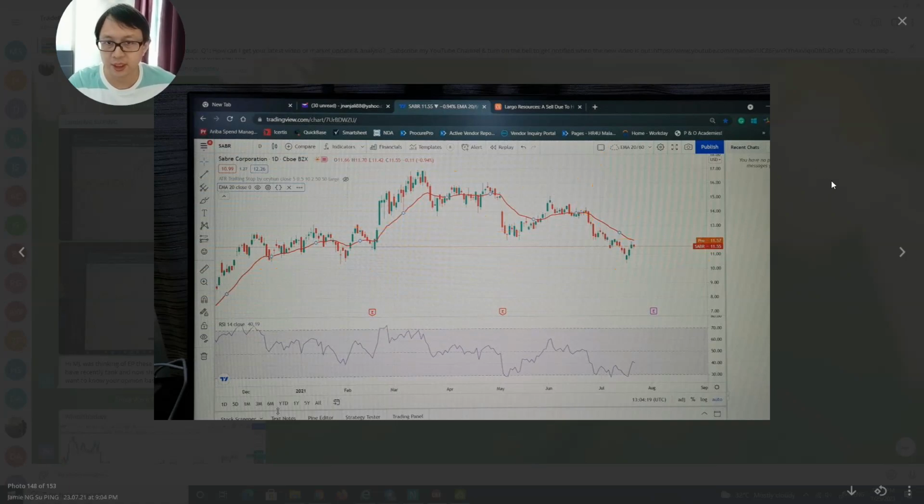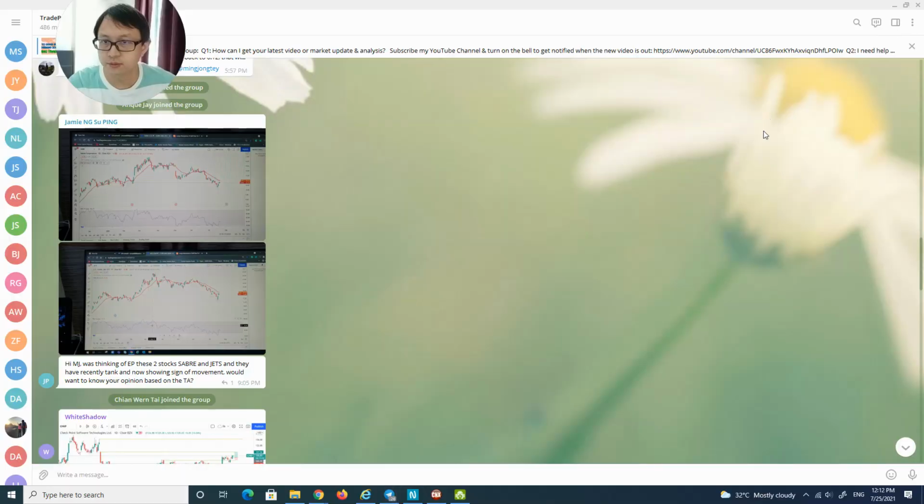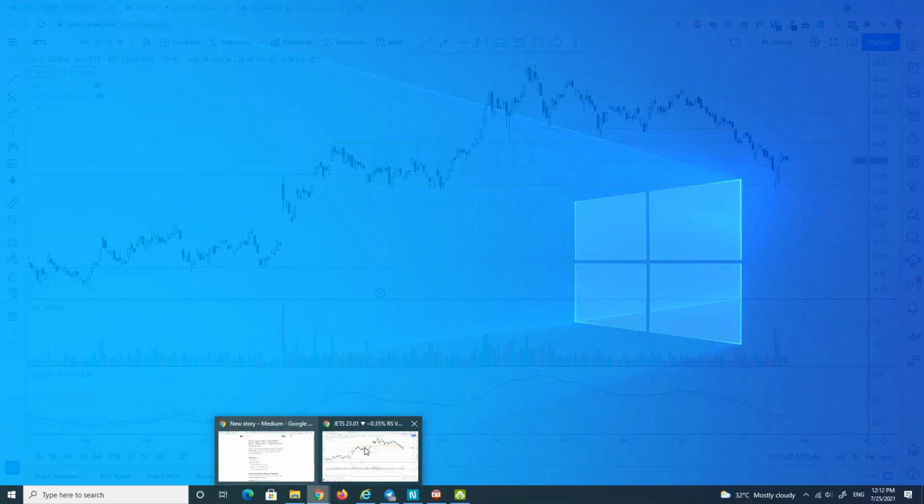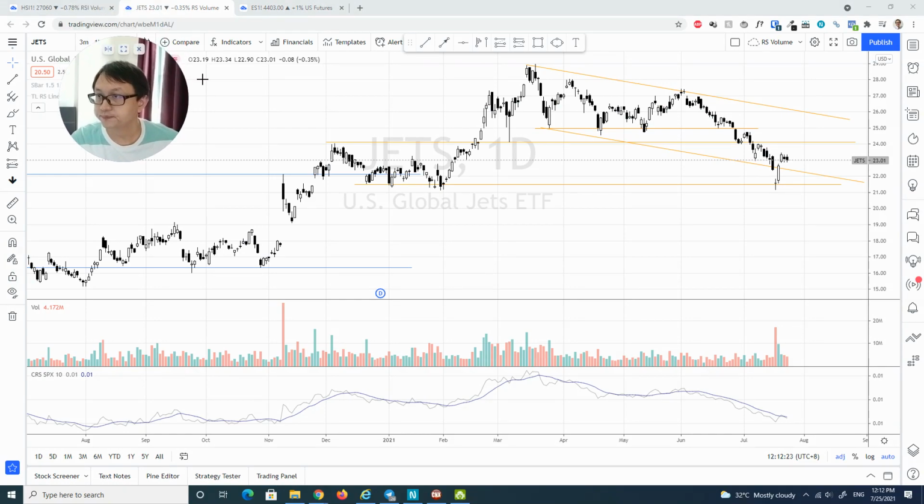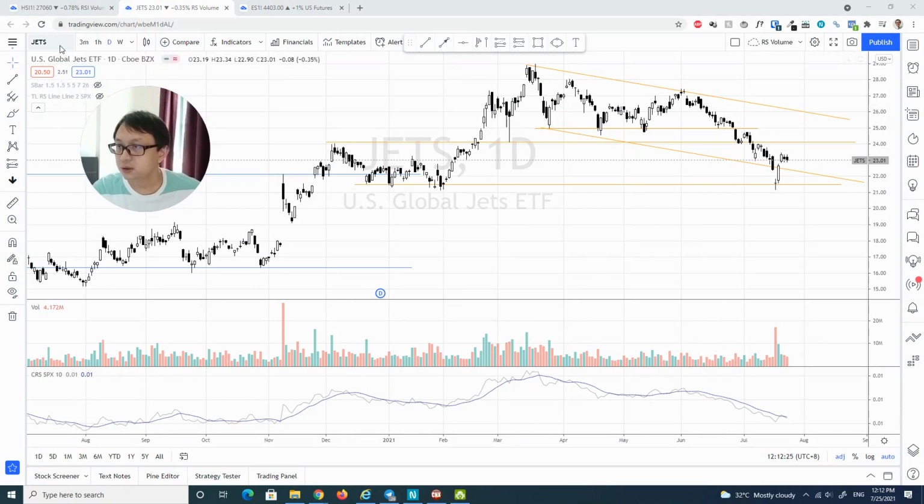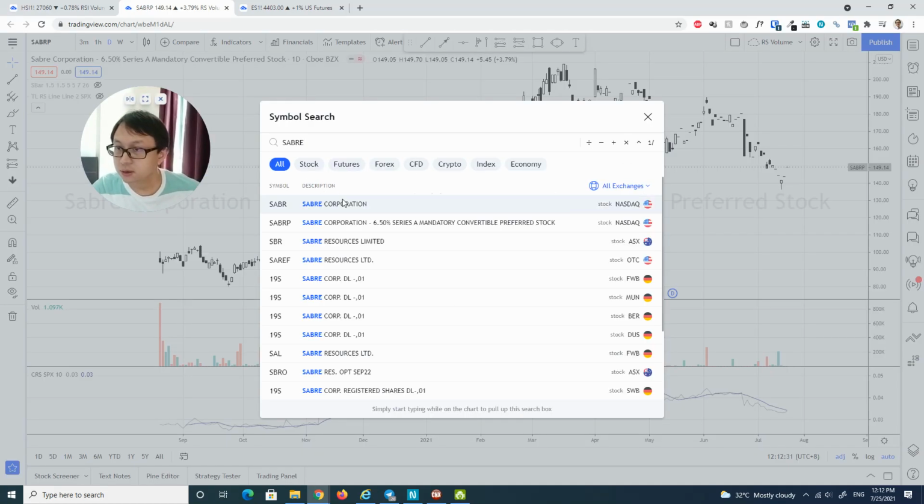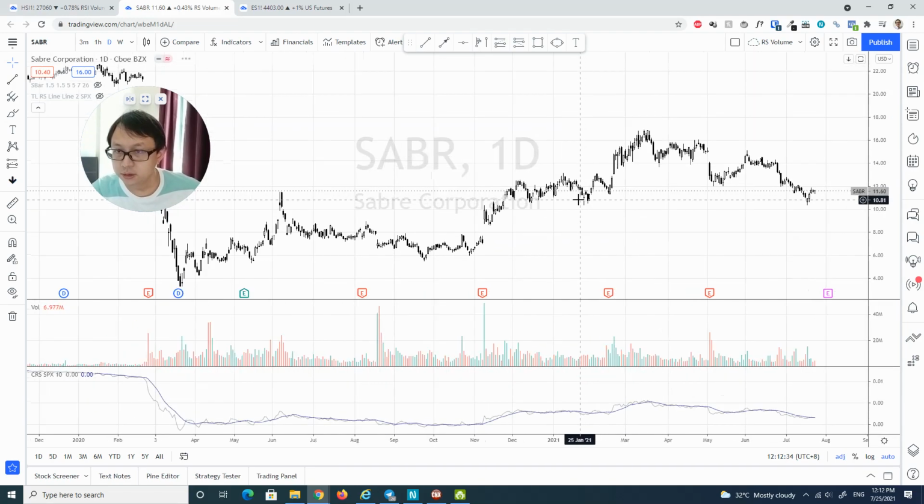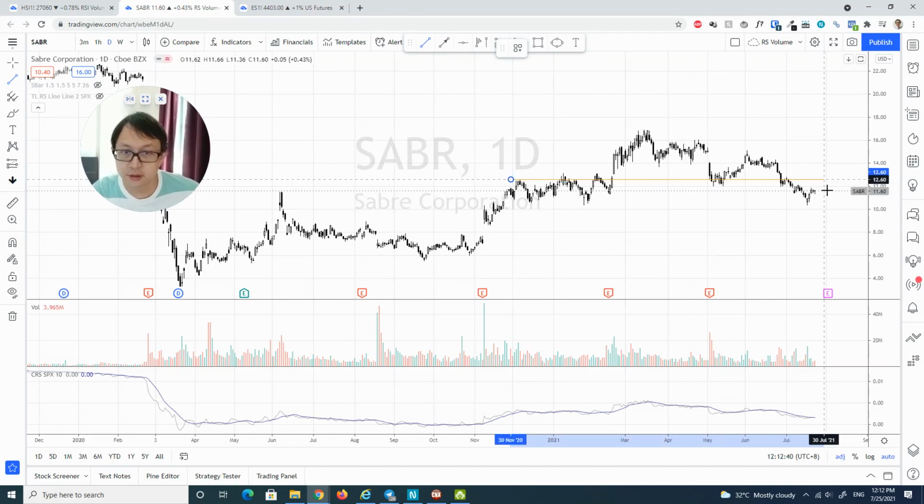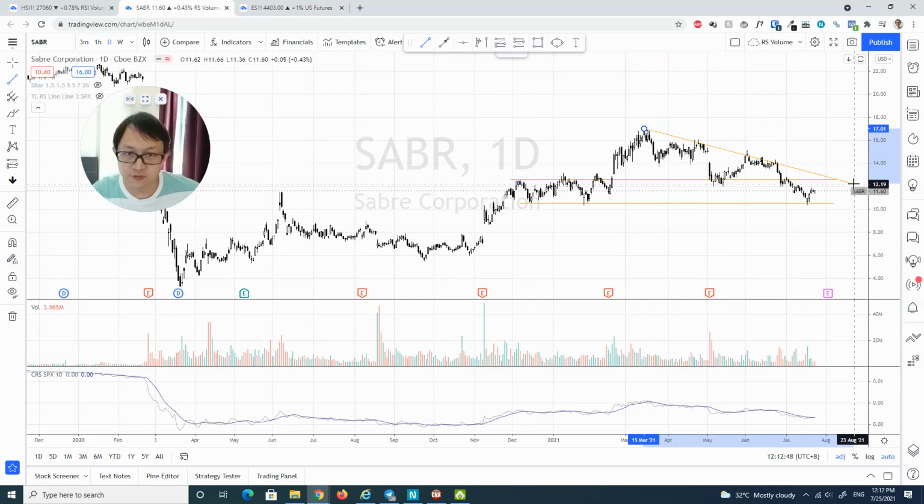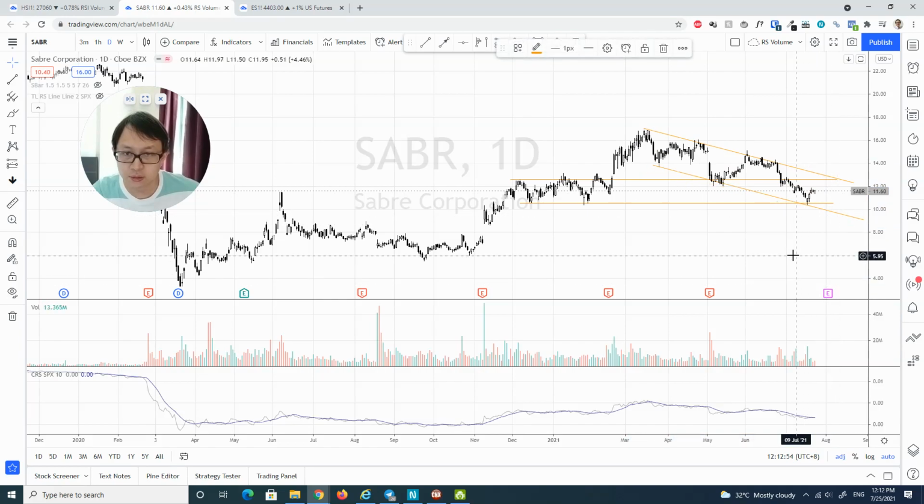Anyway, maybe let's look at the chart with a volume on TradingView. All right, so this is SABRE, and let's draw a few support and resistance quickly here. Okay, so that's the resistance, that's the support, and it's definitely within the down channel, and that's the channel oversold.